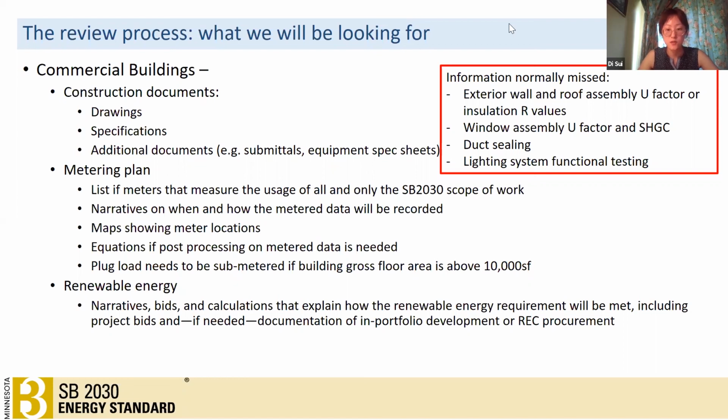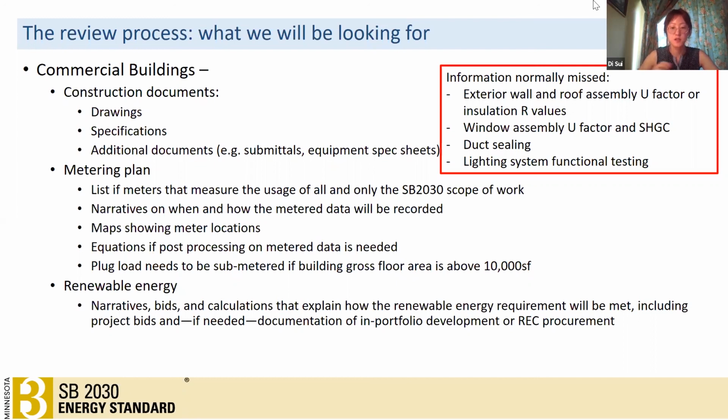And besides those construction documents, SB 2030 also requires all projects to provide a metering plan. The goal of this plan is to make sure that the meters measure all and only the energy use of the SB 2030 scope of work. The readings will be recorded at least monthly and will be uploaded to the benchmarking tool. The details of the metering plan requirements are also included in the small building guide.